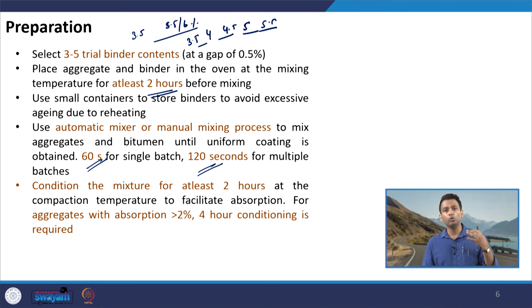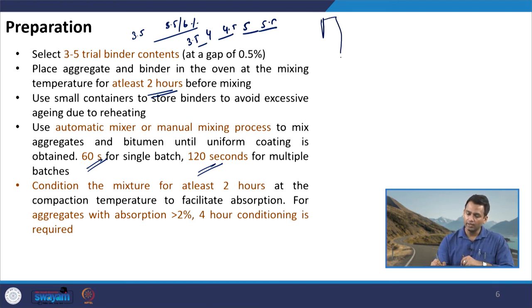Then, once the loose mixture is ready, we will condition the mixture. This is an important step which I will discuss. We have to condition the mixture for at least 2 hours at the compaction temperature. Before compaction, we have to allow the bitumen and the aggregate to stay together for some time. And why is this important? Because we have already discussed that the aggregates have pores. So, bitumen will get absorbed within these pores to a particular depth, all right.